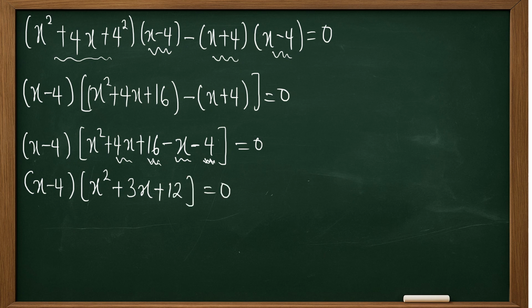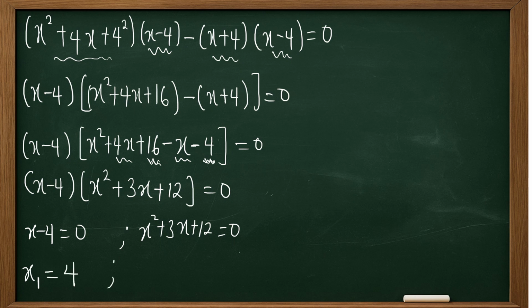Now here we have two values in the parentheses. So the first value for x is we can have x minus 4 equals to 0. And here we have x squared plus 3x plus 12 equals to 0. So here, simplifying further, you can say the first solution for x, which is going to be x1, equals to 4. What about the remaining solution? Here we have x squared plus 3x plus 12 equals to 0. In the next slide, I will be getting the other solution for x.